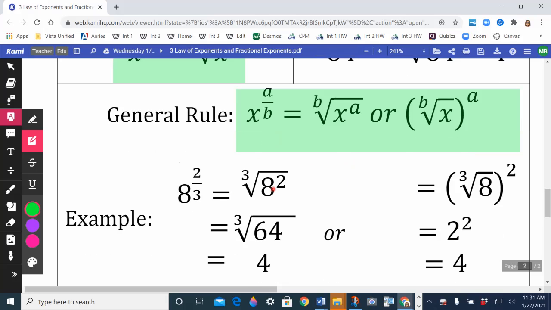Here I did the power first, so I squared my 8, which was 64. Then we took the cube root, which was 4. Over here, first we took the cube root of 8, which is 2. And I personally would use this method if I was doing this without a calculator. I'd always root it first to make it smaller. Then we're raising it to the power 2, which is again a 4.